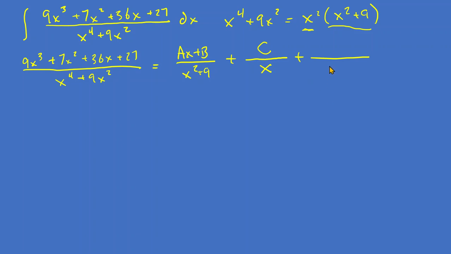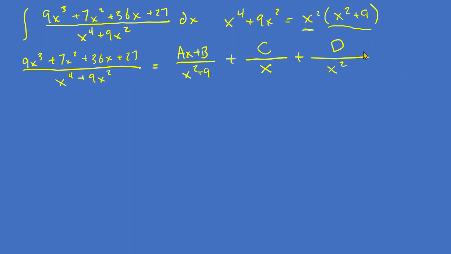And then because this is a repeated linear factor, we have to put the x squared here with a constant in the numerator. Now, if this was an x cubed, then we would have to add another term with an e over the x cubed term. So every power up to the power of the repeated linear factor.